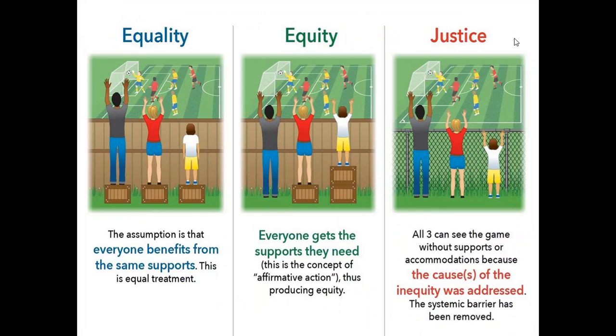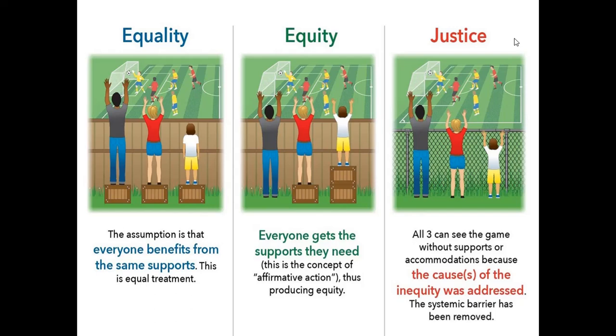So again, equality versus equity and justice. The assumption under equality is that everyone benefits from the same supports, and this is equal treatment. But equal treatment does not mean that everyone would equally benefit. So in that case, you employ strategies of equity. In reference again to equity focused evaluation, everyone gets the supports they need. This is the concept of affirmative action, and therefore producing equality. But to do more justice and to be more fair, it's better to review the strategies, but also try to eliminate the barriers.